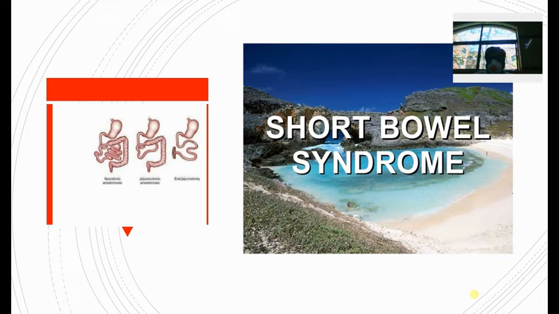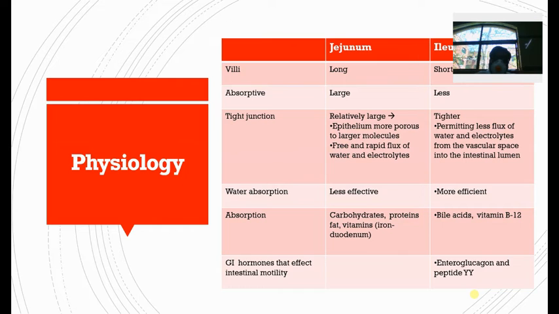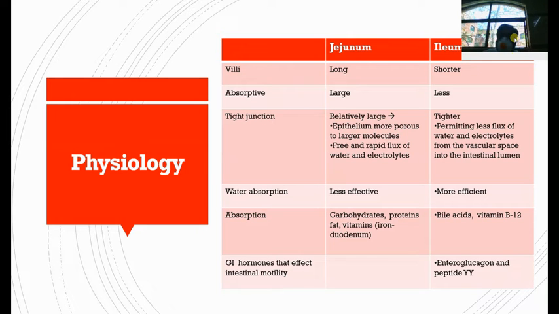So in the end, we will discuss short bowel syndrome. We are discussing small gut resection for the various lesions of the small bowel, which can sometimes result in a phenomenon called short bowel syndrome. Before discussing it, I will discuss with you the physiology of the jejunum and ileum to understand the phenomenon of short bowel syndrome.